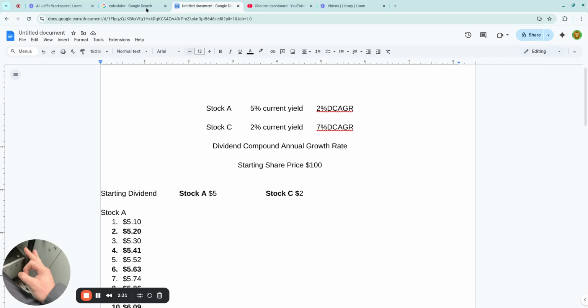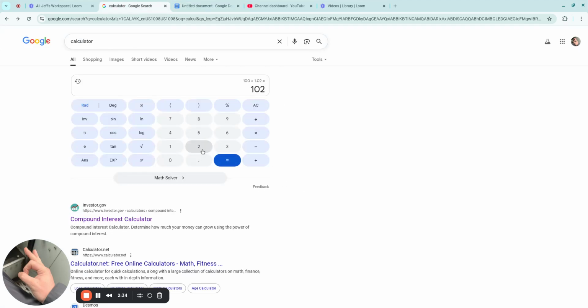Now we're going at 7%. So let's do that math. So we got a $2 dividend, and then they raise it 7% that first year, 1.07. Boom, 2.14. Next year they raise it again. Boom. There we go. You can see the numbers on the screen here.